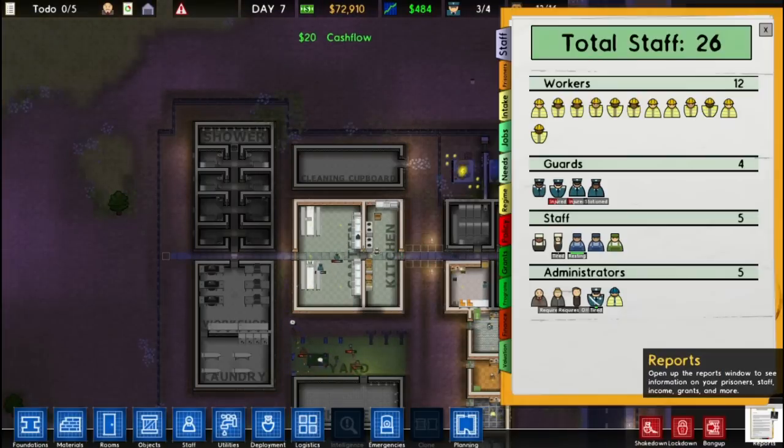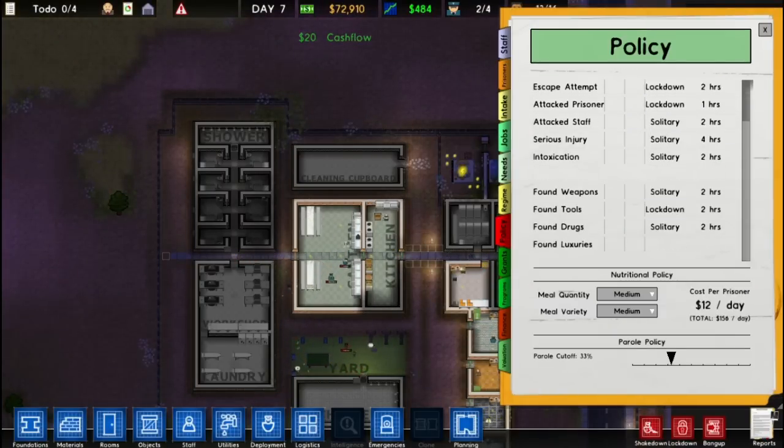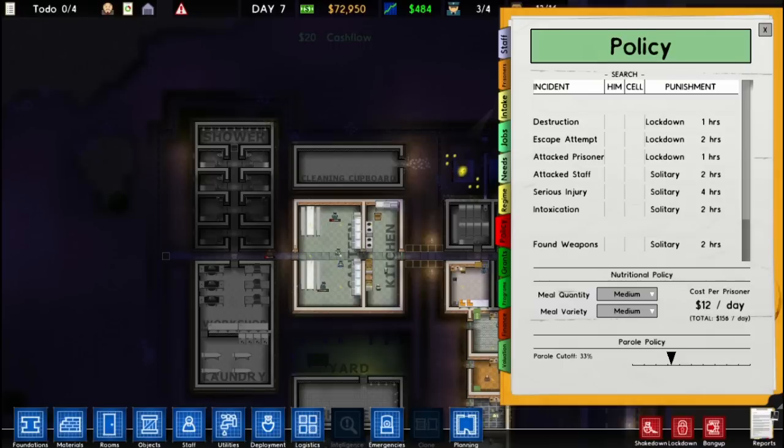We go to Reports and Policy. You can see that this tab is opened up, giving us a lot of choices. Let's start at the top. On the top bar we have Incident, Him, Cell, and Punishment. So what this means is, this is the incident that's going to occur, and we're going to search either the person or their cell, if they have a cell. Right now, none of these X's are filled in.